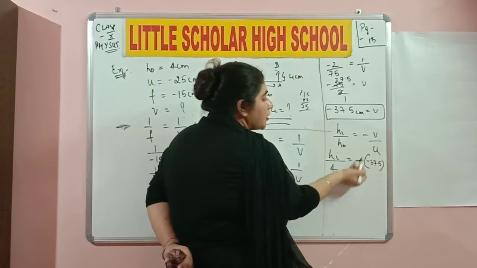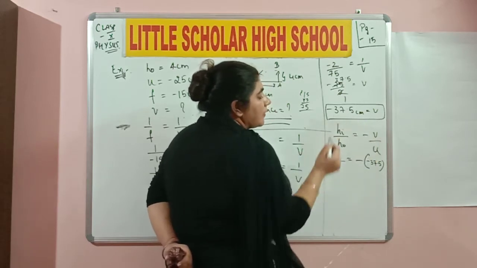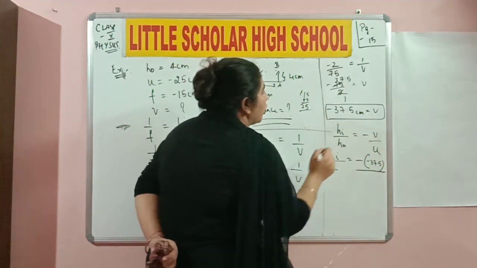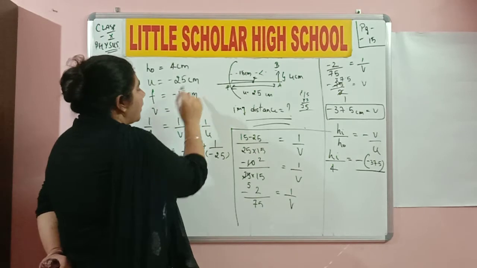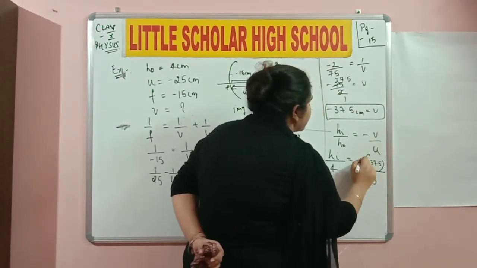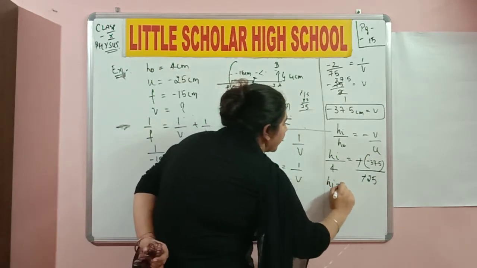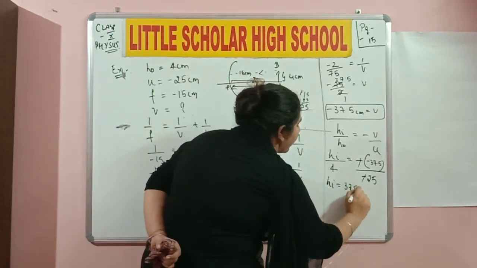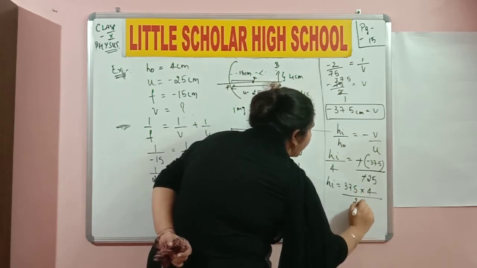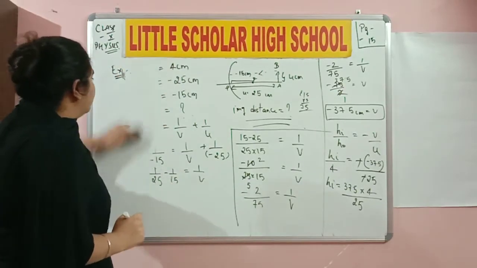This minus will be written separately because it comes from the formula. V value alone is 37.5 centimeters. Now, divided by U. What is the U value? It is minus 25 centimeters. Can I cancel one of these minuses over here? So what do I have? Hi is equal to 37.5 centimeters into 4 divided by 25. Can you see this now? I'll just rub this portion.